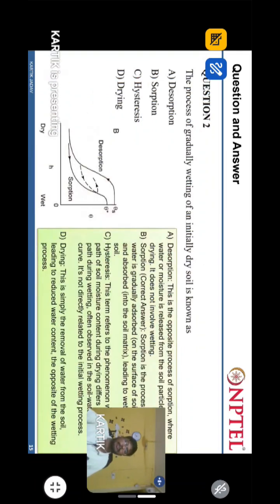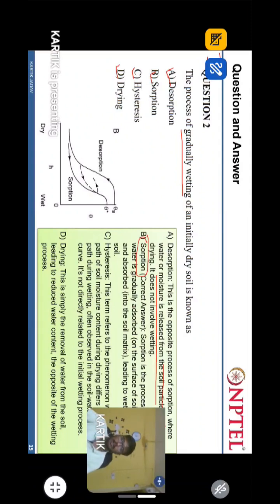Question number 2: the process of gradually wetting initial dry soil is known as option A, desorption, B, sorption, C, hysteresis, or D, drying. We know that desorption is the opposite of sorption, where water is released from the soil particles, leading to drying. But here the soil is gradually wetting, so that process is known as sorption.